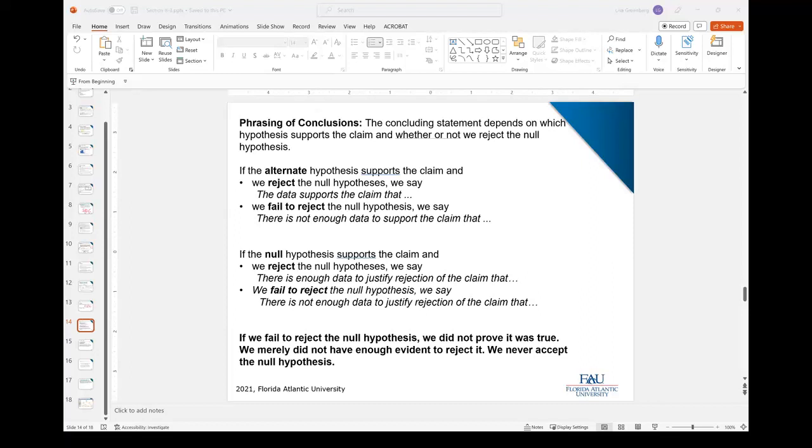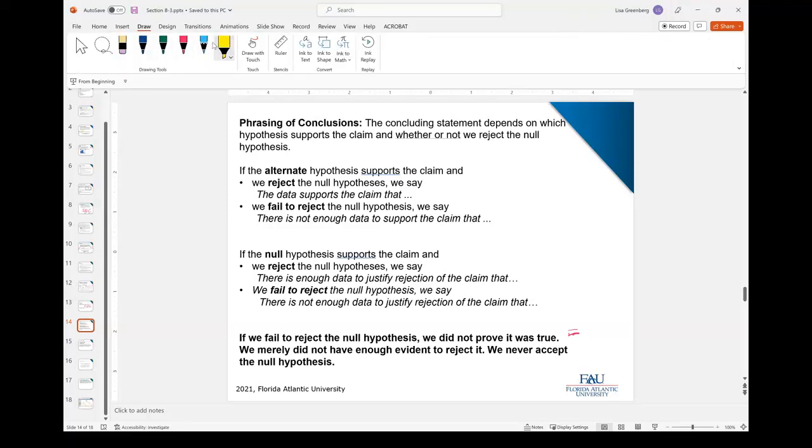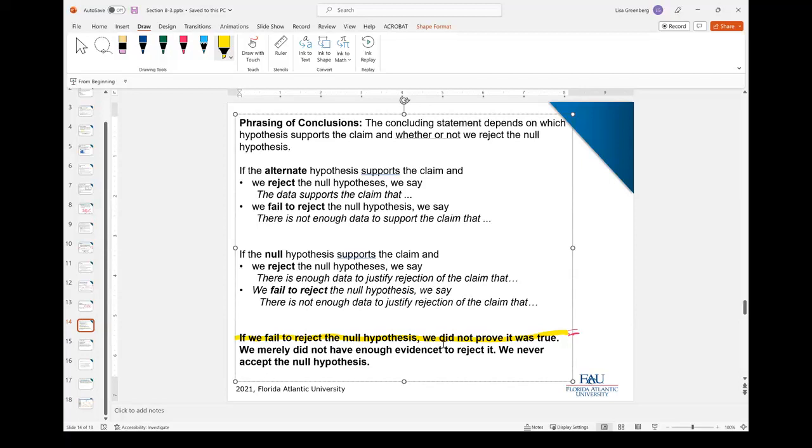So if we fail to reject the null hypothesis, we did not prove it was true. Let me highlight that. We merely did not have enough evidence. Okay. We merely did not have enough evidence to reject it. We never accept the null hypothesis. Again, very important.